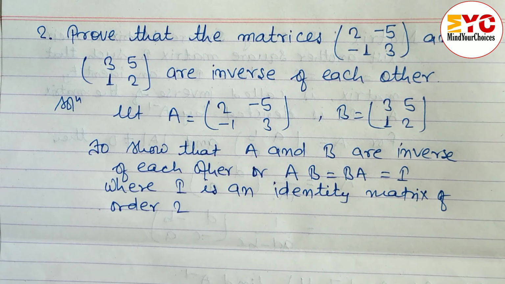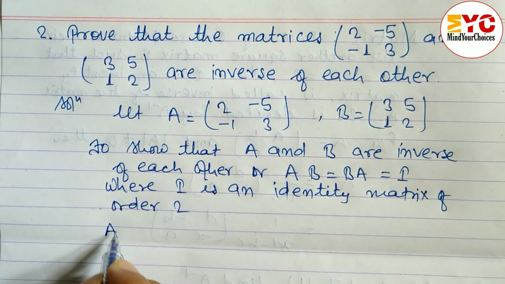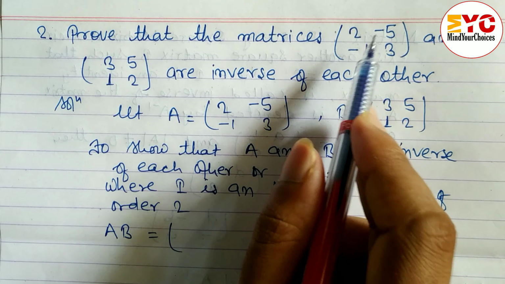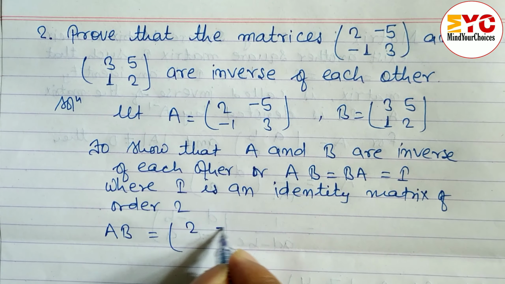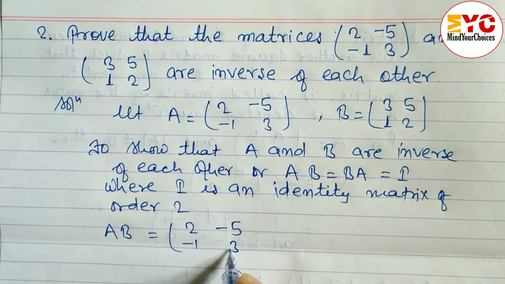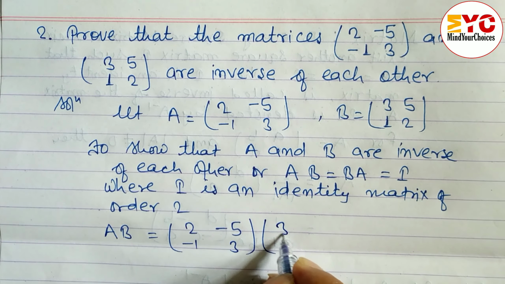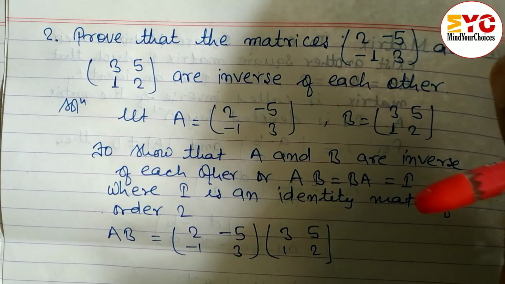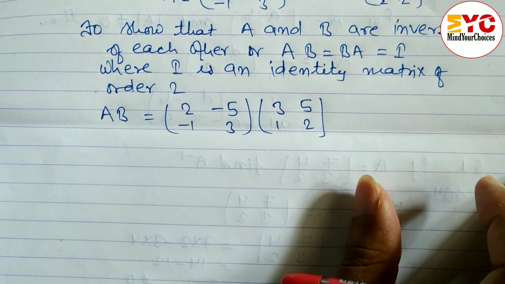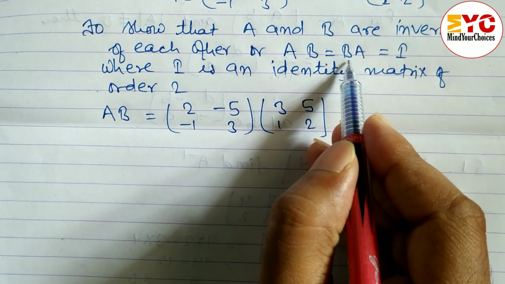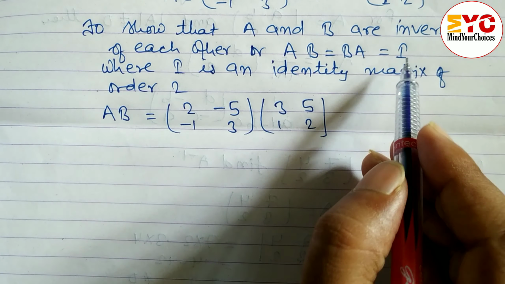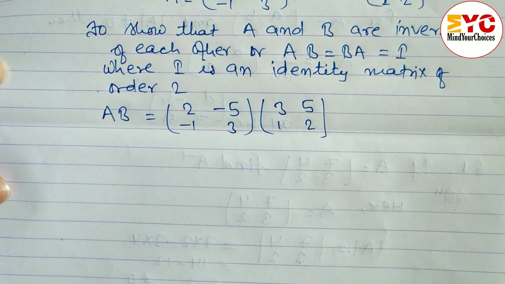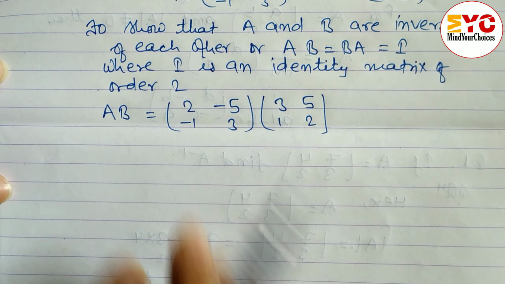Okay, so now we have to find out the product of AB. Matrix A is equal to [2, -5; -1, 3], and matrix B is [3, 5; 1, 2]. Let's find out the product of AB, and then we have to find out the product of BA, and check whether they are equal to the identity matrix or not. Identity matrix means [1, 0; 0, 1].